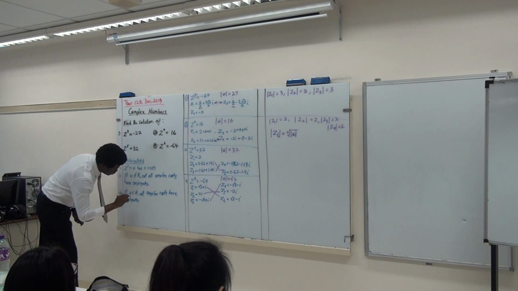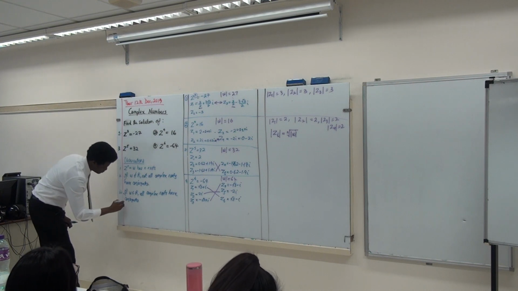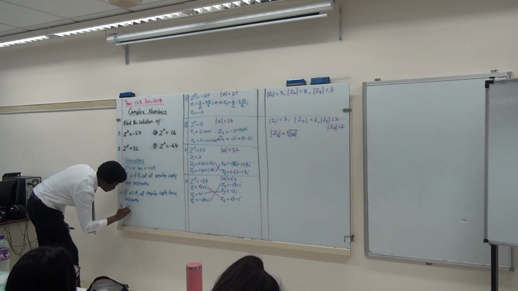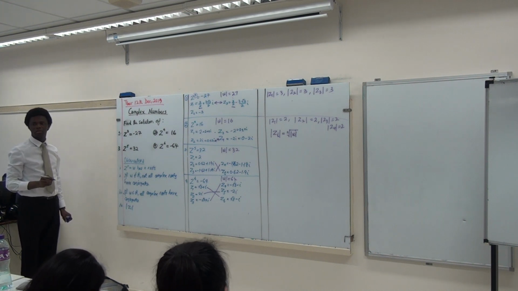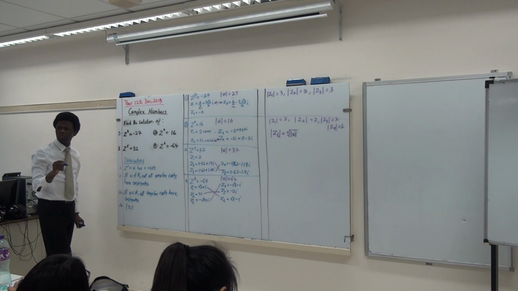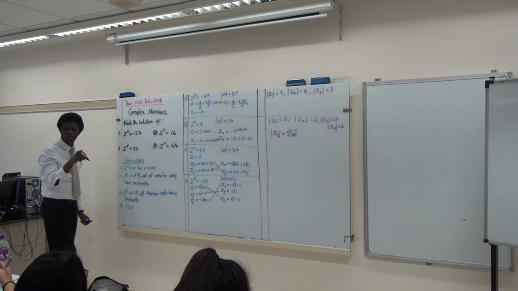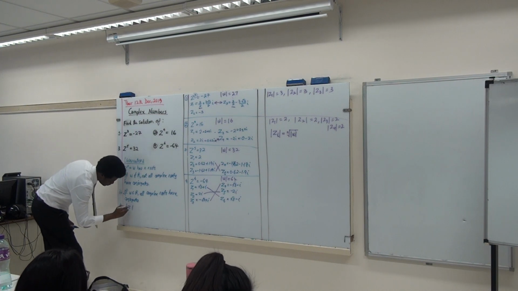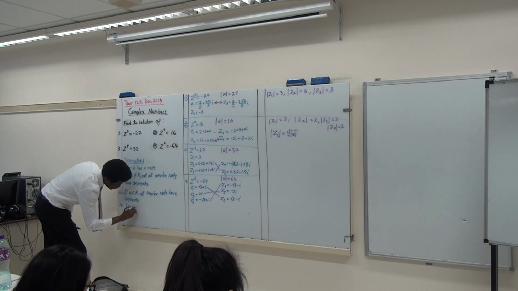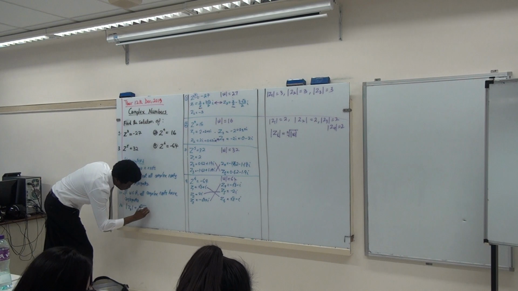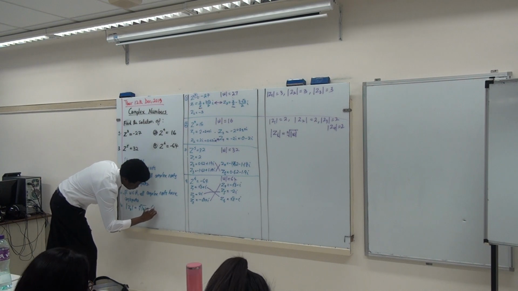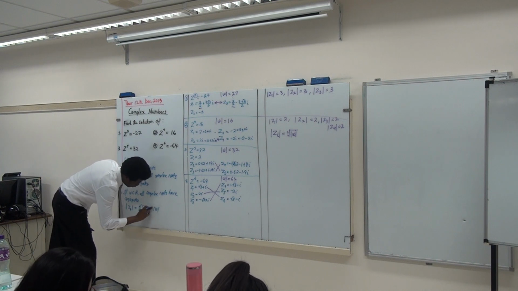So another observation we can write is the absolute value of the solution. Absolute value of Zk, I call any solution Zk, is the nth root of the absolute value of W. Or we can write it as absolute value of W to power 1 over n.